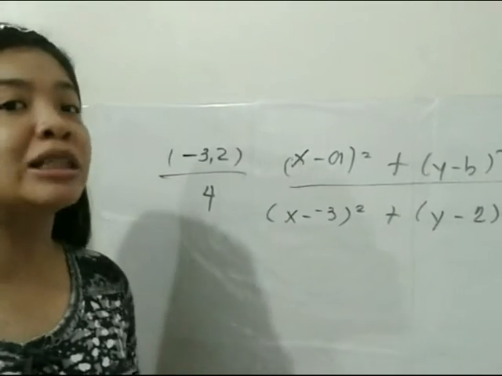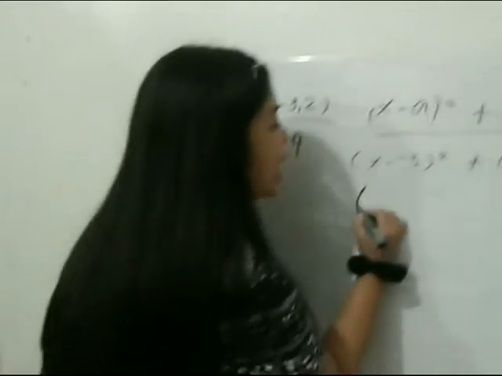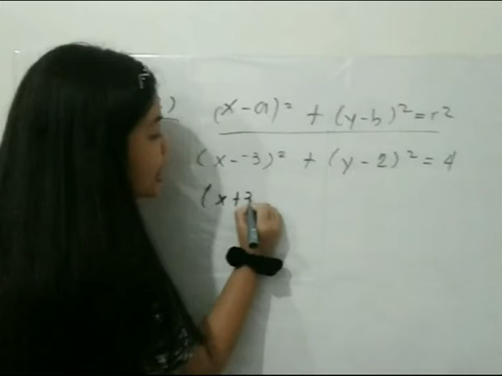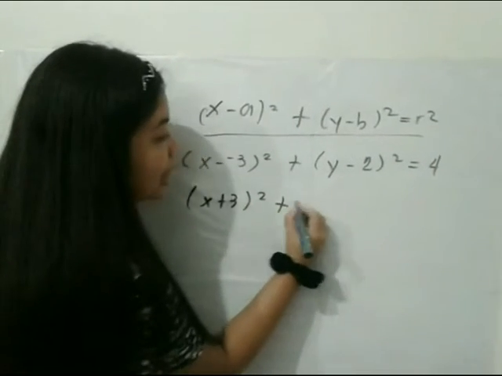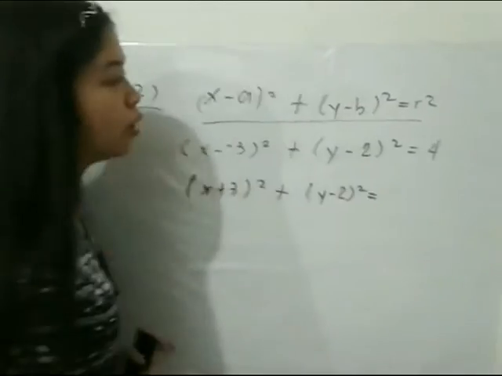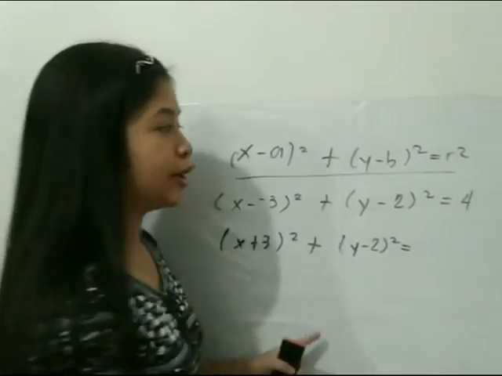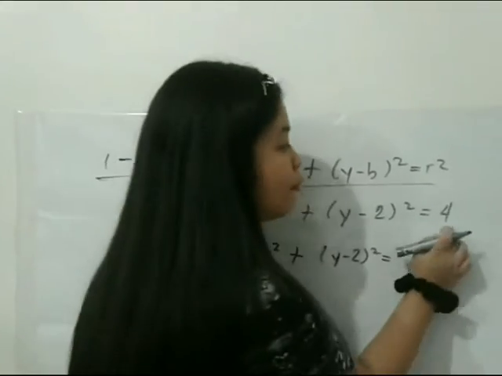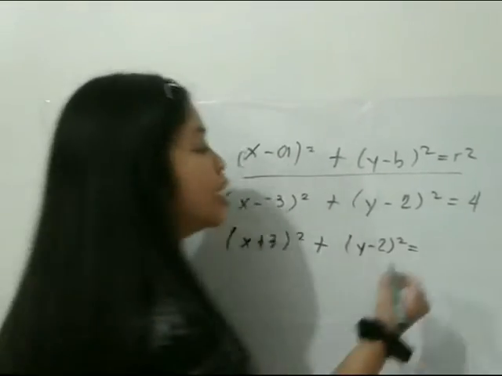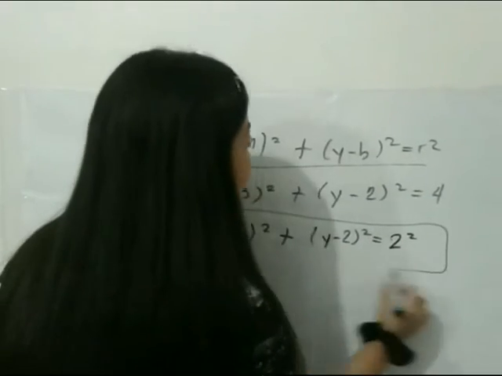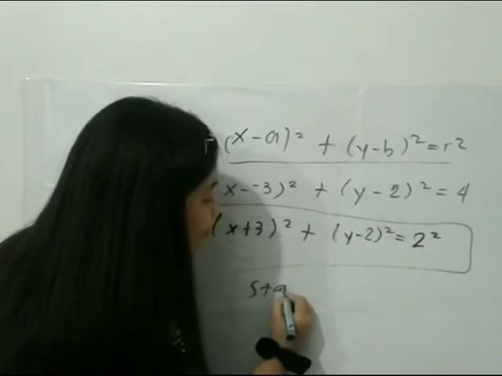So, we will keep on simplifying the equation. x minus -3 would become x plus 3 quantity squared plus (y minus 2) squared is equal to... we will think of a number that when multiplied by itself would equal 4. And that would be 2 squared. So this is our standard form.